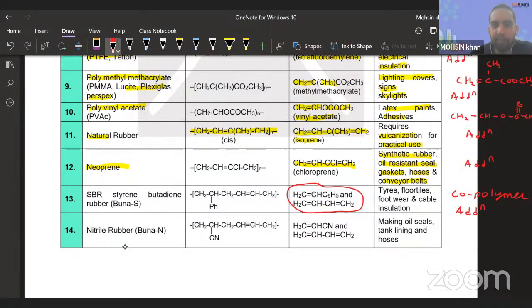Again, nitrile rubber, which is Buna N, is also a copolymer. It has two different monomers and is also an addition polymer. It is formed by acrylonitrile and butadiene. The uses of Buna S are in tires, floor tiles, footwear, and cable insulation. Buna N is used in making oil seals, tank linings, and hoses.